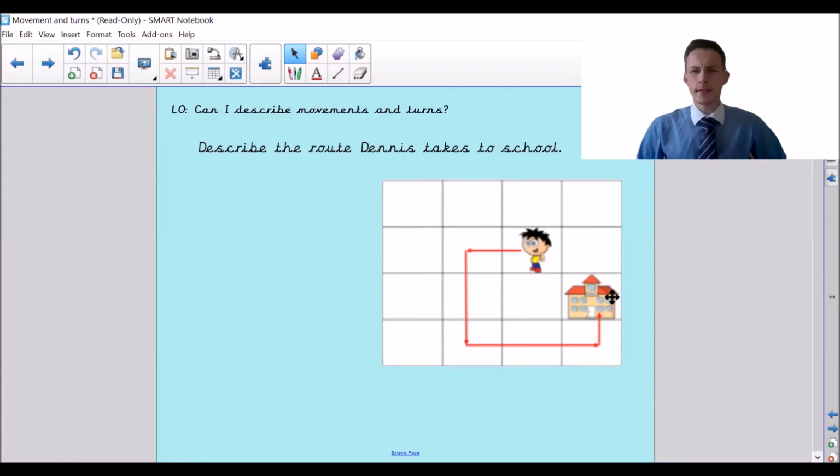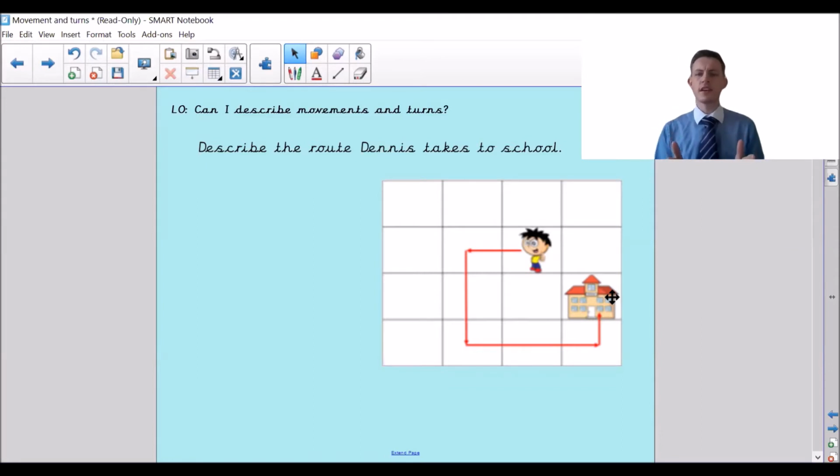Now, Dennis, he's a very interesting person. Like most people, he walks forward. He doesn't walk backwards, and he doesn't walk sideways. He must be always walking forward. So we need to orient, we need to change the direction that Dennis is facing so that we can get him from where he starts to where he needs to finish, which is at school.